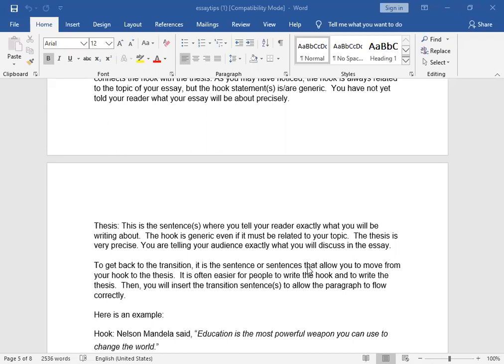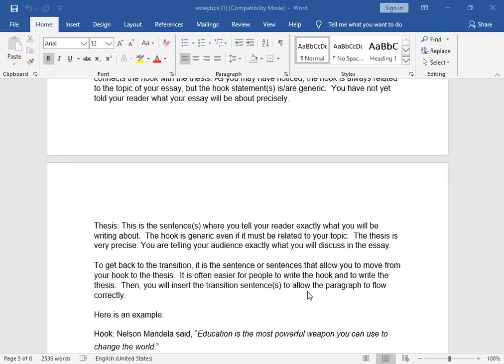So thesis, this is the sentence where you tell your reader exactly what you will be writing about. The hook is generic, even though it must be related to your topic. The thesis is very precise, which means now the content of the accident I was talking about, how it unfolded, what help I provided, what happened to the victims, how many died, that is now the body of the composition. It is the most important part.